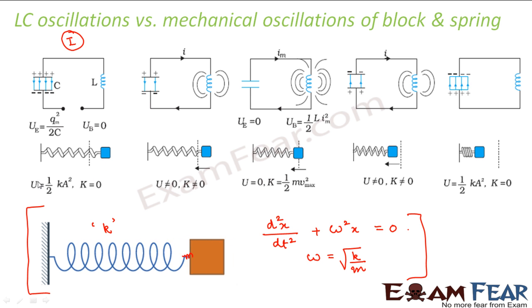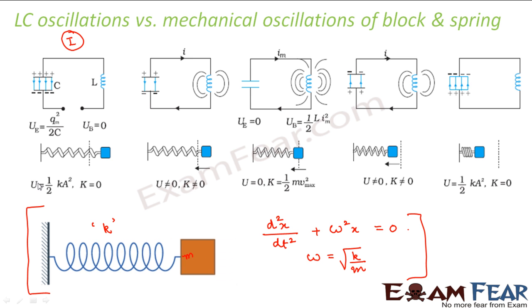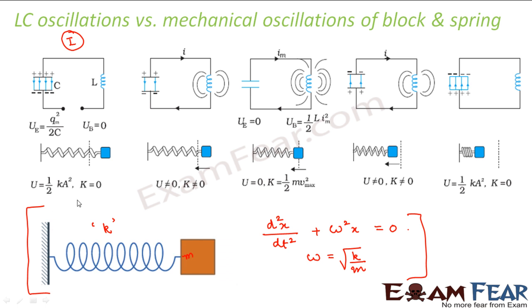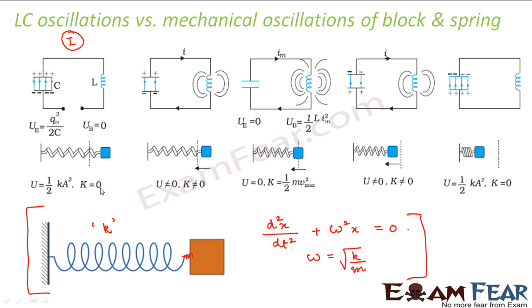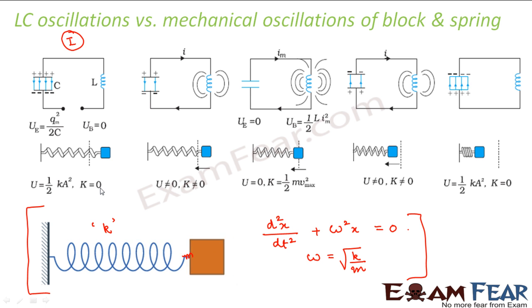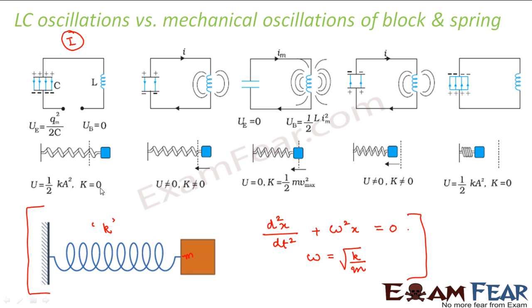In this case, the entire energy is the potential energy of the spring, that is half Ka square, when the spring is stretched. So the entire energy is stored as potential energy and the kinetic energy is equal to 0, because right now the spring is not moving. It is just at the extreme position.